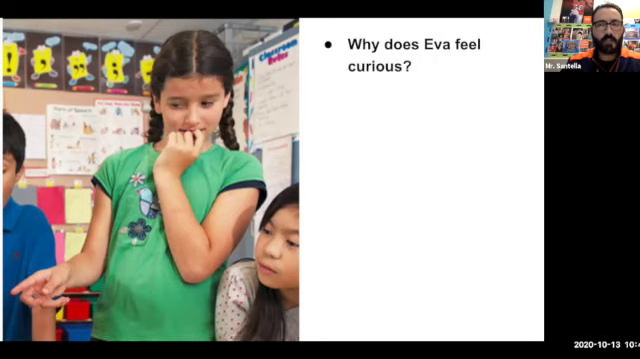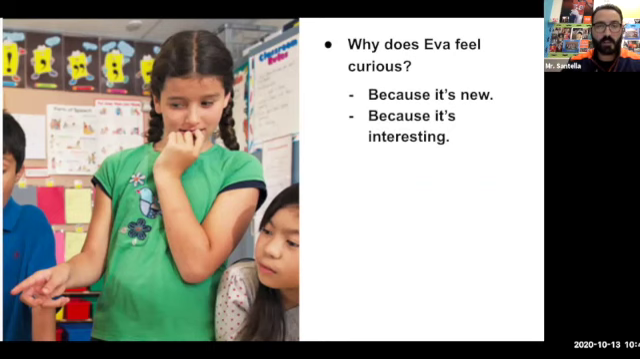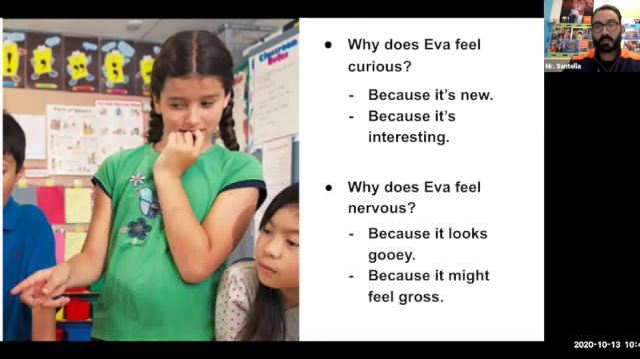Why does Eva feel curious? Good question. Well, because the oobleck is new, and because the oobleck is interesting. Why does Eva feel nervous? Well, because the oobleck looks gooey, because it might feel gross. Ew.